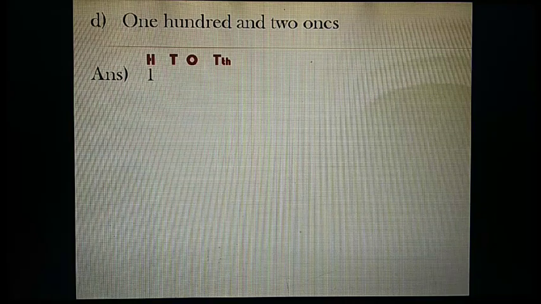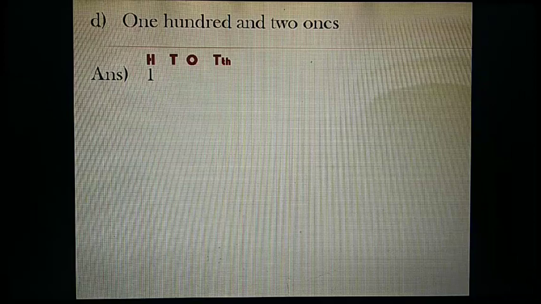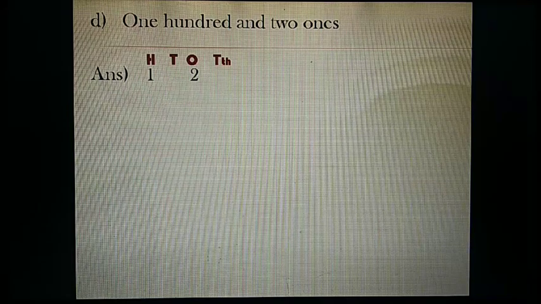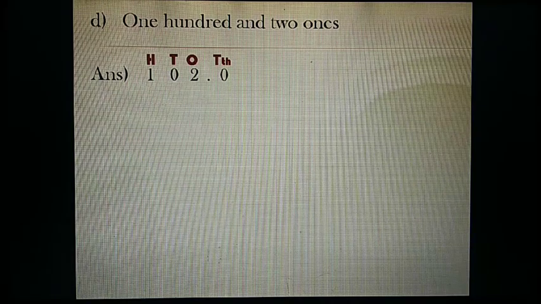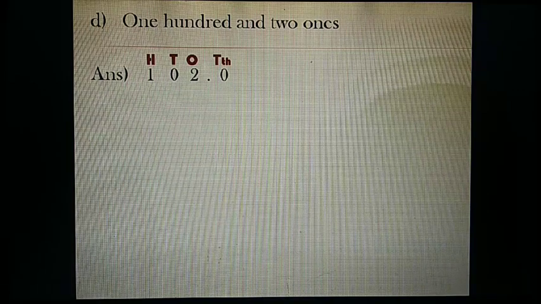1 hundred means 1 is in the hundreds place. 2 ones means 2 is in the ones place. All the empty places will have 0 and the point will come between the ones and tenths place.